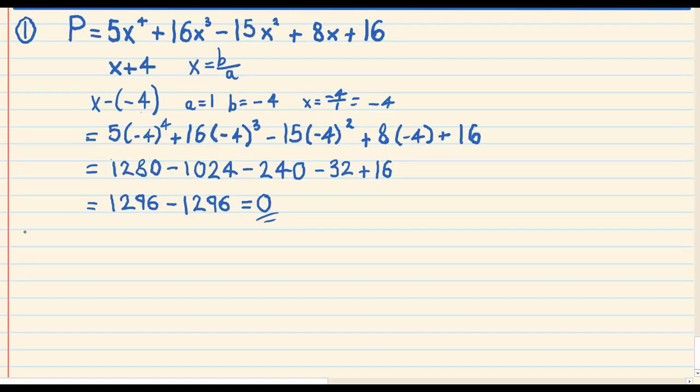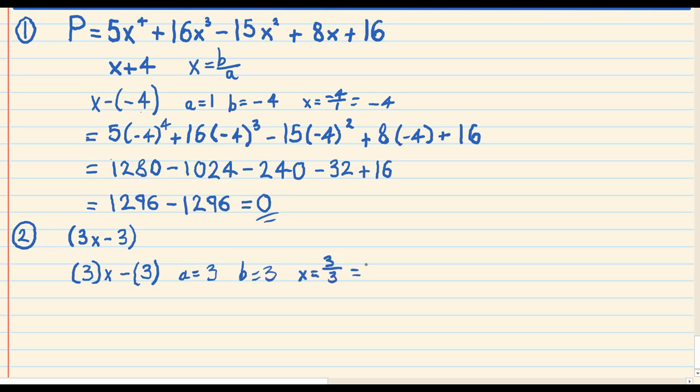We can put a different spin on this by looking at another example. In this second example, the question is: is 3x minus 3 a factor of the same polynomial p? How do we determine this? By dividing p by 3x minus 3. Like always, we start by representing it in the ax minus b form. So from this we can tell that a is 3 and b is 3 as well. Therefore, x is equal to 3 over 3, which is the same as 1.